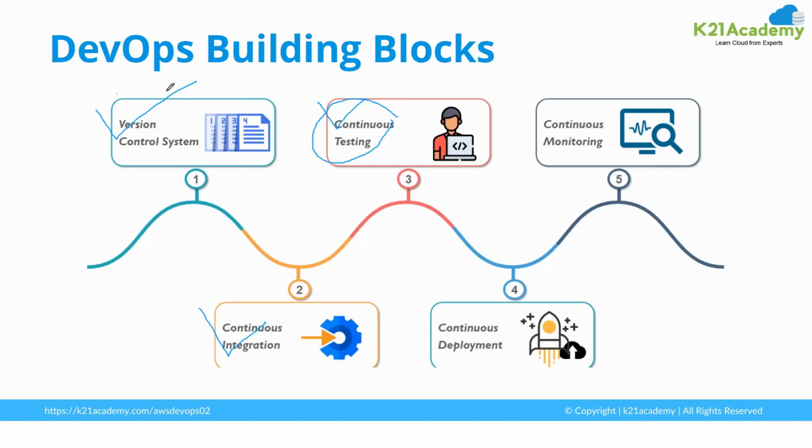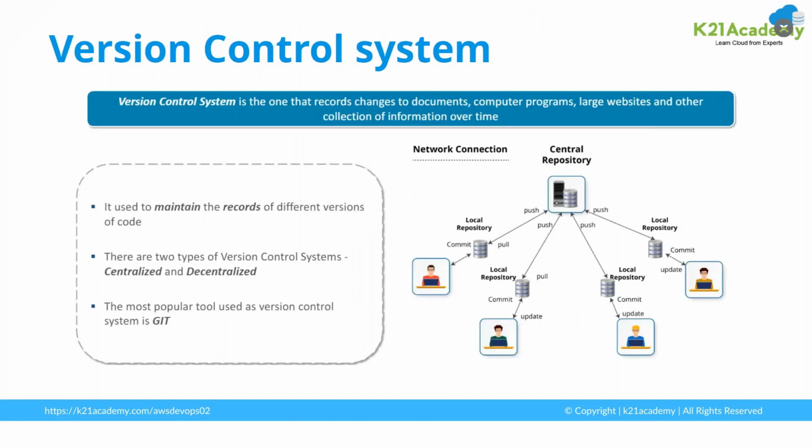And then if I make changes 10 times in a day, I have to do 10 deployments. And it has to be continuously monitored for all the deployments. So these are the basic building blocks of your DevOps cycle. So the first thing is the version control system.